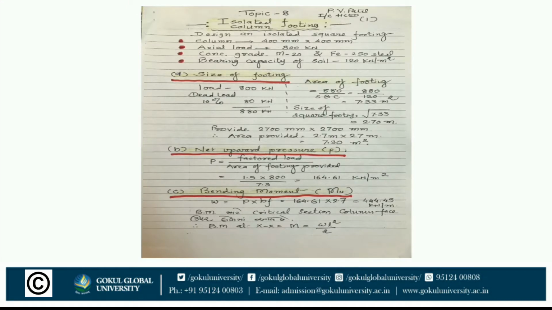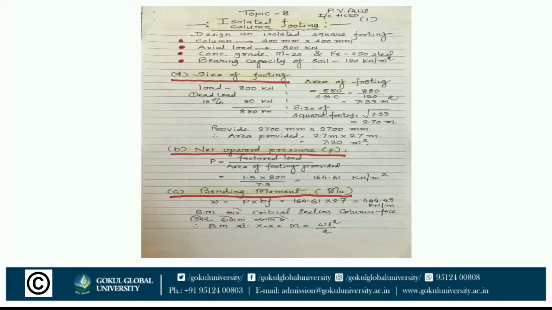So, I will show you how to design an isolated square footing. Here data is given: column size 400 mm by 400 mm, axial load 800 kilonewton, concrete grade M20, Fe 250 for steel, and bearing capacity of soil is 120 kilonewton per square meter.